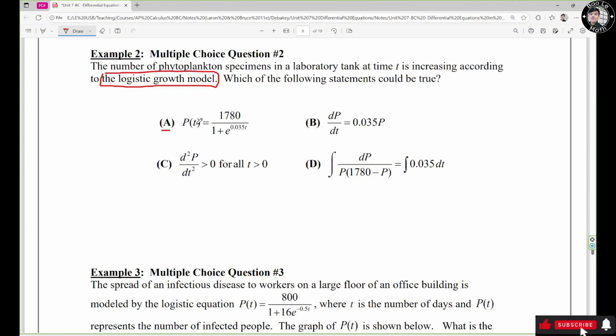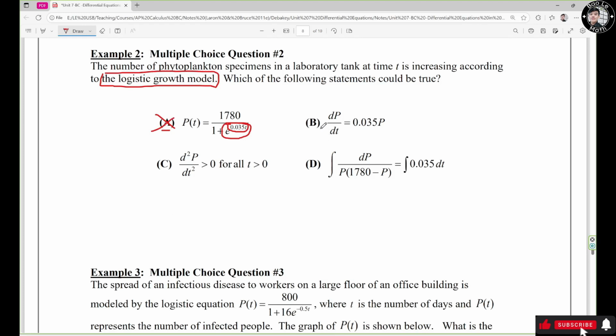Choice A. B of t equals 1780 over 1 plus e raised to the 0.035t, right? Look at this one right here. Exponential is in the denominator, right? But this guy is positive, right? So if it's positive, it does not represent the growth model, right? So we need to exclude this one.